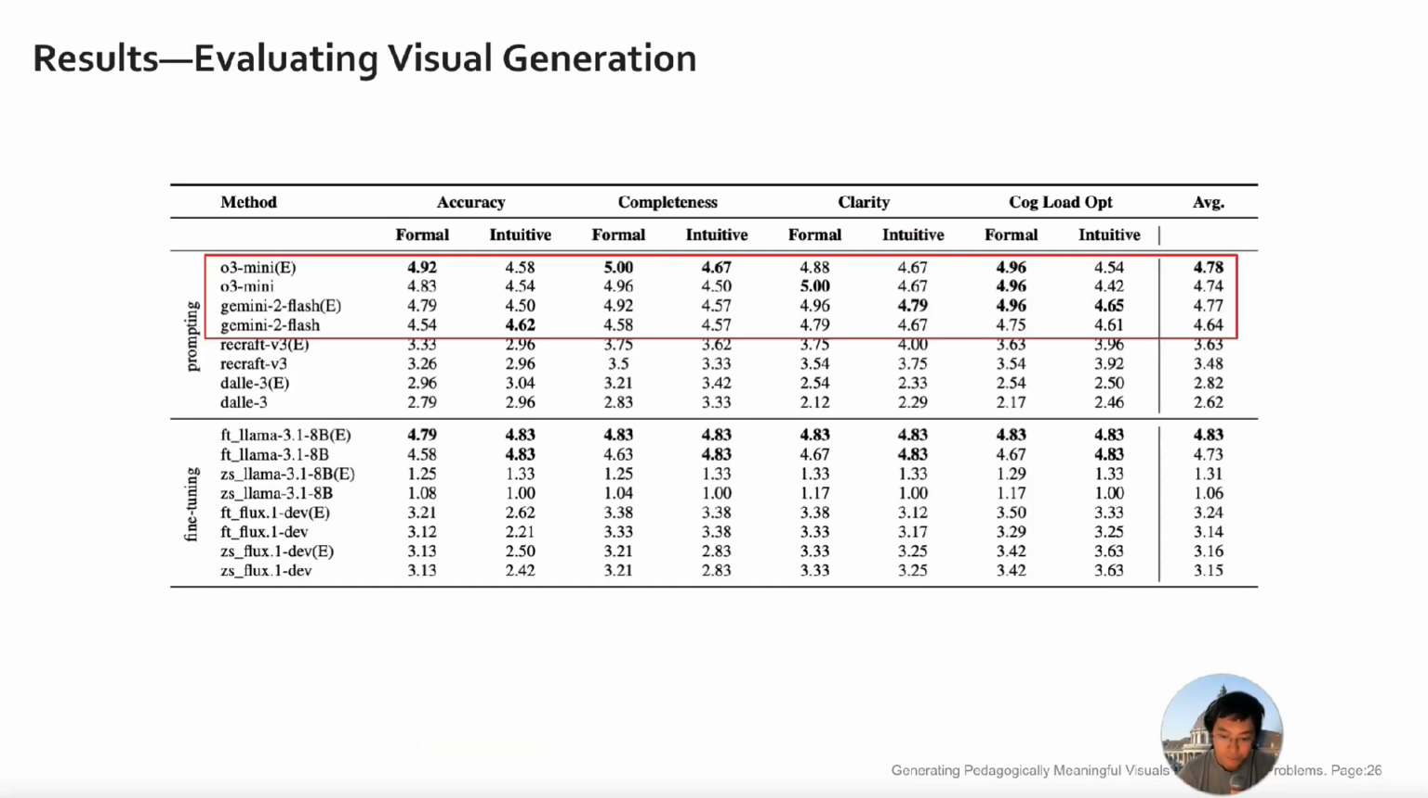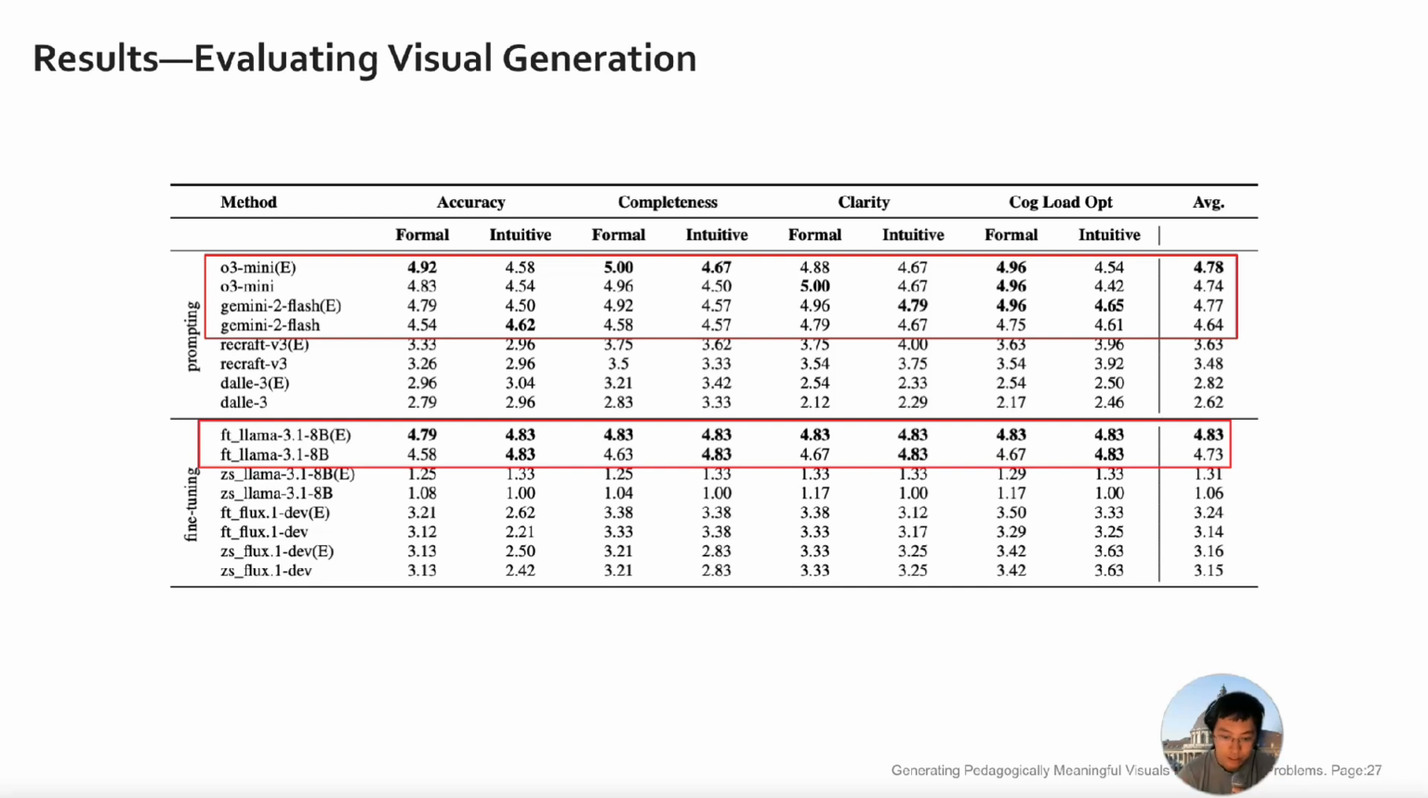Here we show the result of evaluating visual generation. As shown in the result table, our Math2Visual framework equipped with the best LLMs like O3 Mini and Gemini 2 Flash achieves the best performance across different criteria compared with state-of-the-art text-to-image models in generating these visuals.